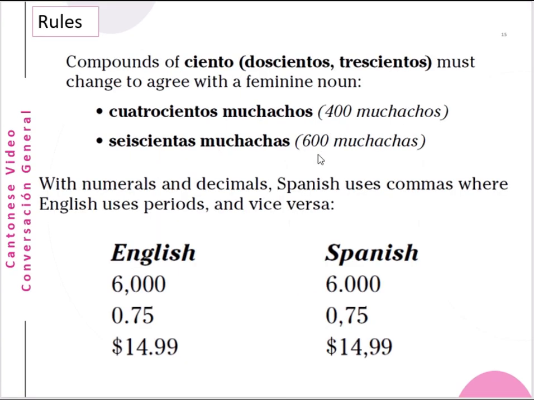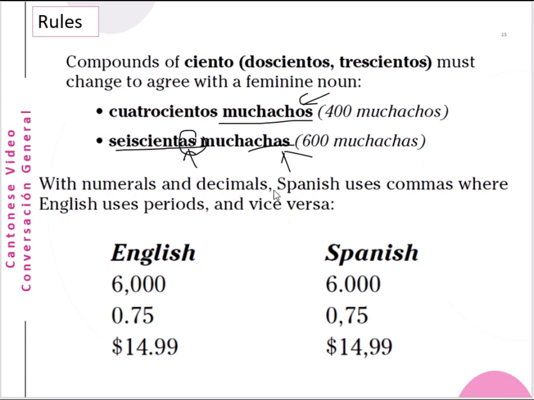Rule number 5. Compounds of cientos, doscientos, trescientos must change to agree with a feminine noun. If the noun is masculine, cuatrocientos muchachos, 400 boys. Cuatrocientas muchachas, because this is a feminine noun, so you change the cientos into cientas.